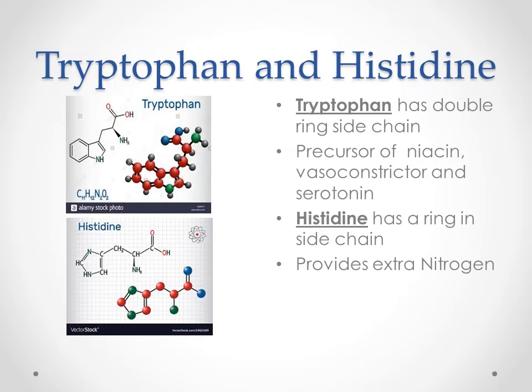Histidine is an essential amino acid. It has a ring in its side chain and provides more nitrogen. It stabilizes the attachment of iron in the heme pocket in the formation of hemoglobin.